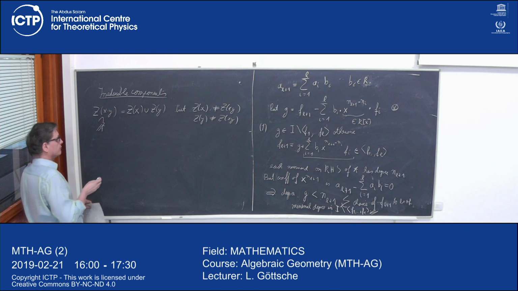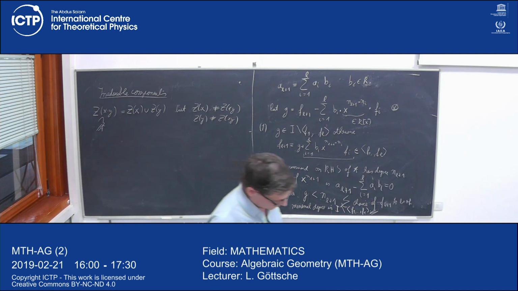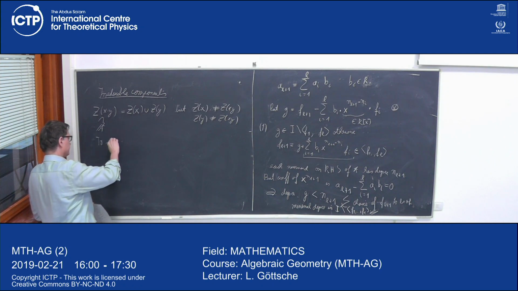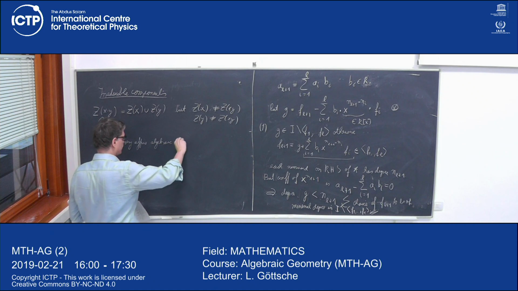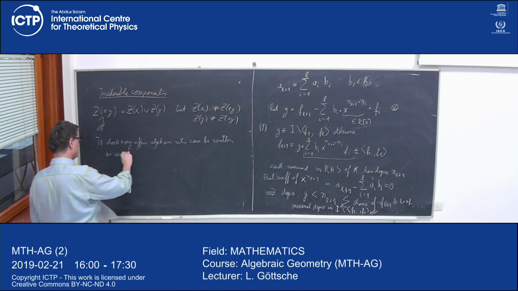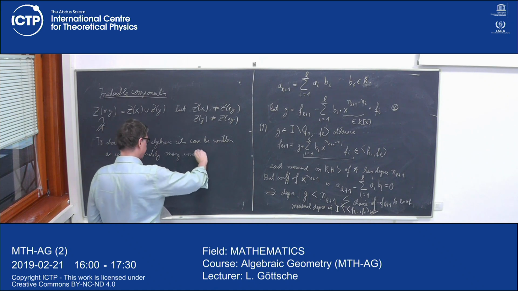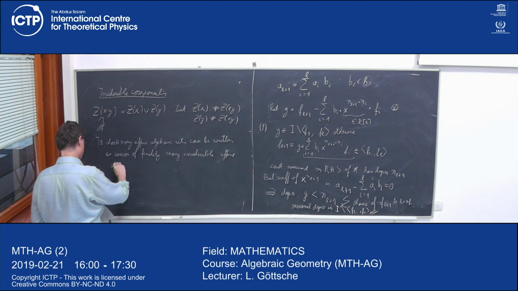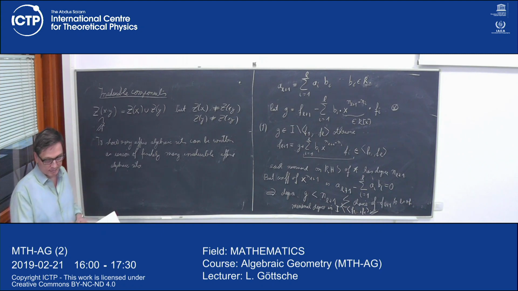So now, what we want to show is that every affine algebraic set can be written as a union of finitely many irreducible affine algebraic sets, namely, as I said, such that whenever I write any of them as a union of two affine algebraic sets, it must be equal to one of the two.